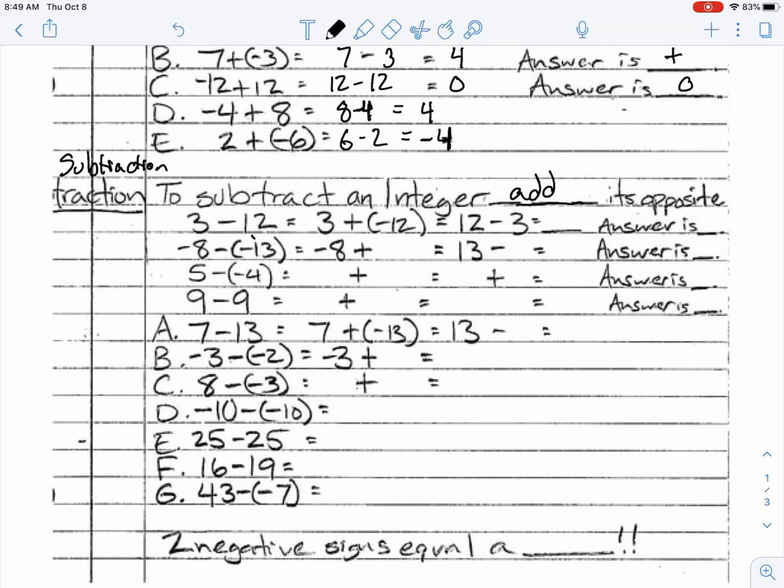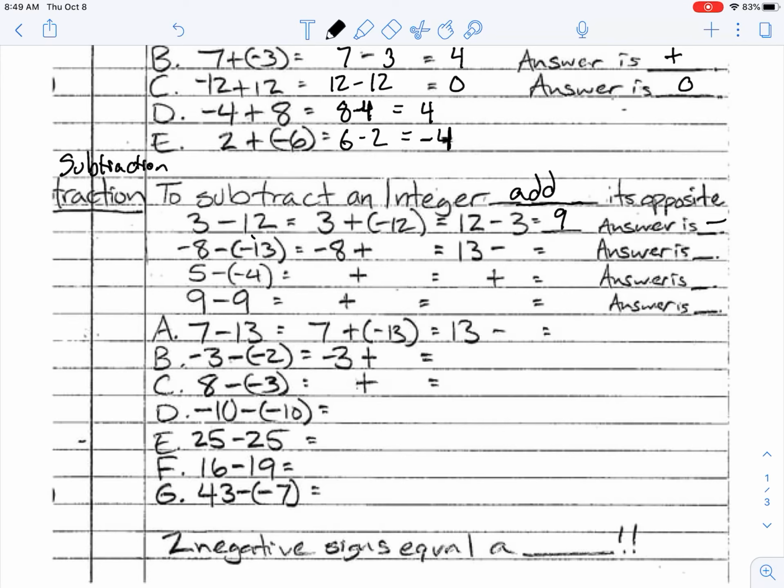So 3 minus 12, well, that's going to be the same as 3 plus -12. And then using our integer rules above, subtract them off. 12 minus 3 will give us 9. And the answer, since -12 has a bigger absolute value, the answer will be negative.